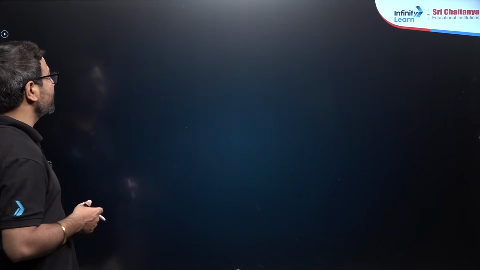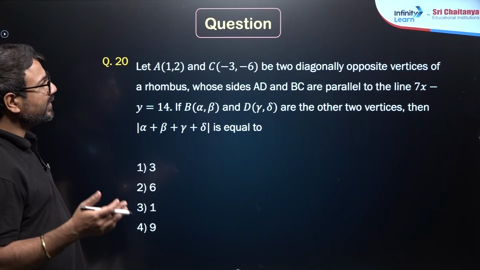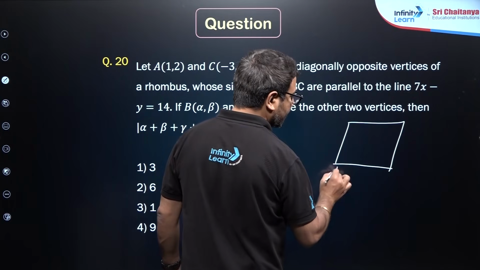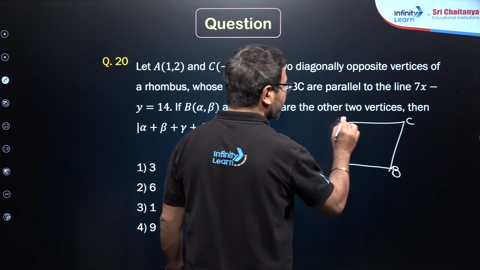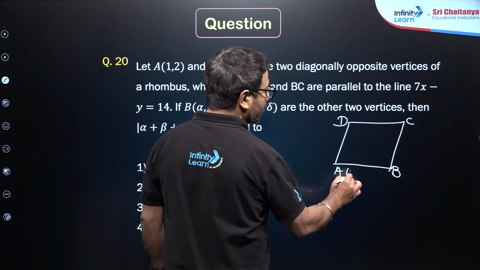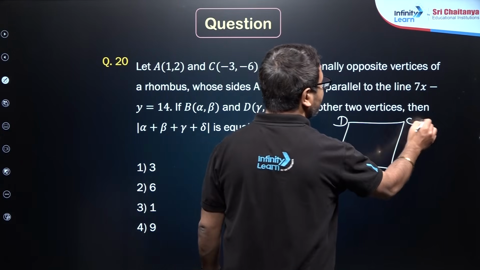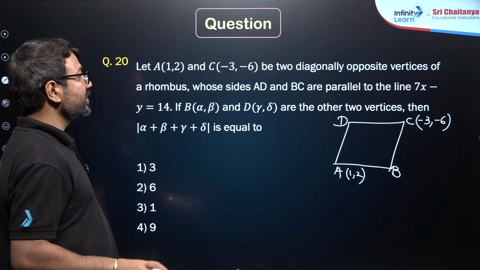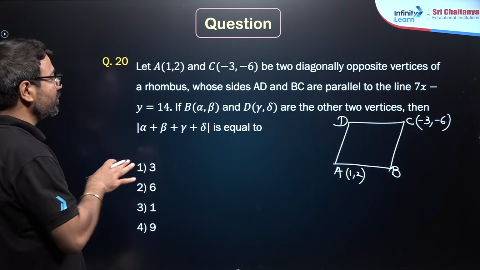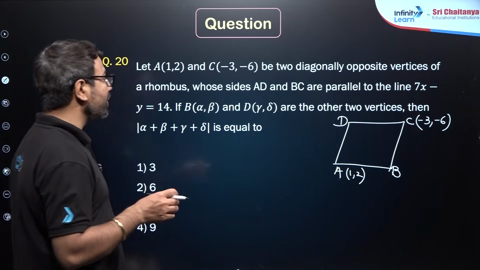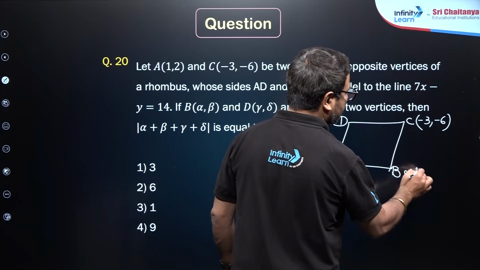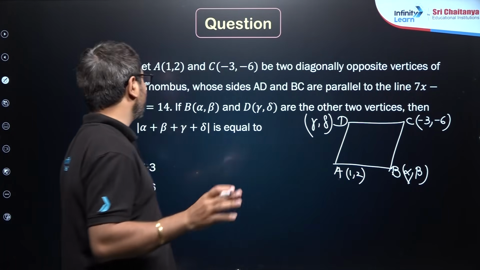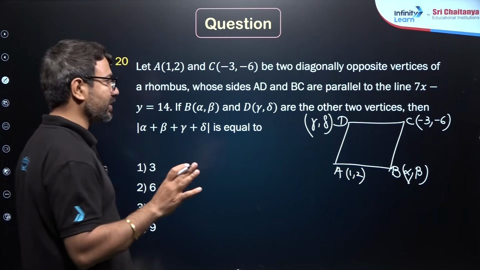Let's come to the next question now, the 20th one. A and C are the two diagonally opposite vertices of a rhombus. So here we have A, B, C, D. A is given to you as (1, 2). C is given to you as (-3, -6). These are the two diagonally opposite vertices, and AD and BC are parallel to the given line. B coordinate is (alpha, beta) and D coordinate is (gamma, delta), the other two vertices. Then alpha plus beta plus gamma plus delta they are asking.